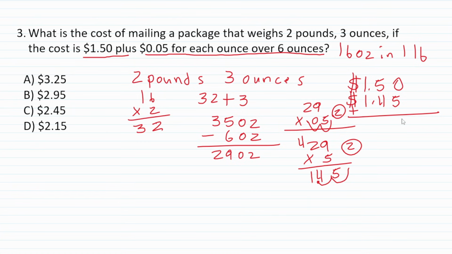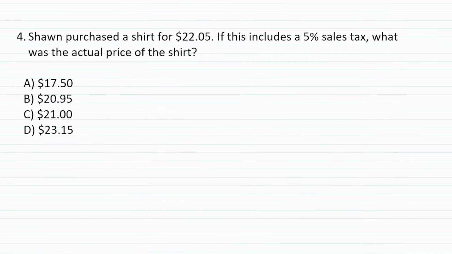Let's add this up. This is 592. So in total, it's going to cost B, $2.95 to mail this package. Number 4 says Sean purchased a shirt for $22.05. If this includes a 5% sales tax, what was the actual price of the shirt?